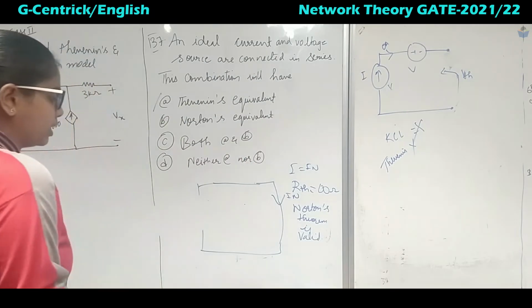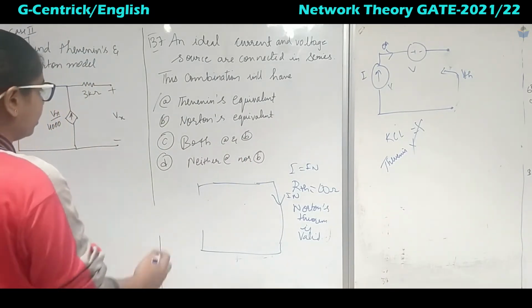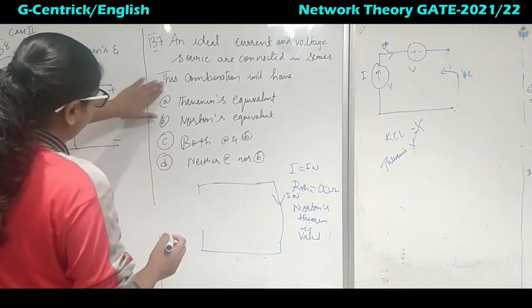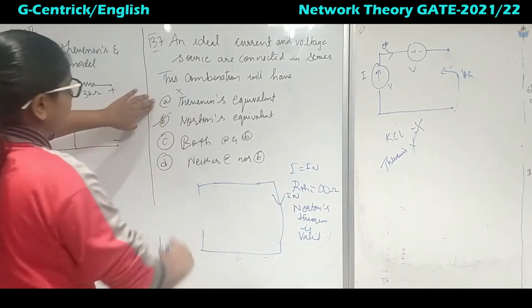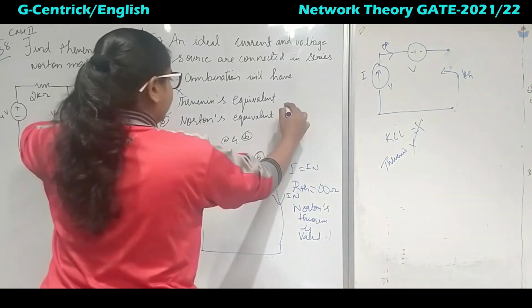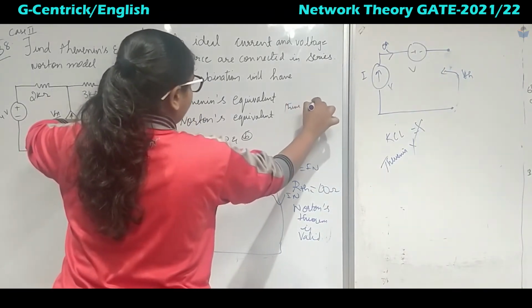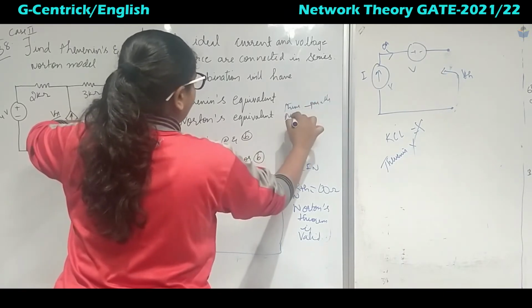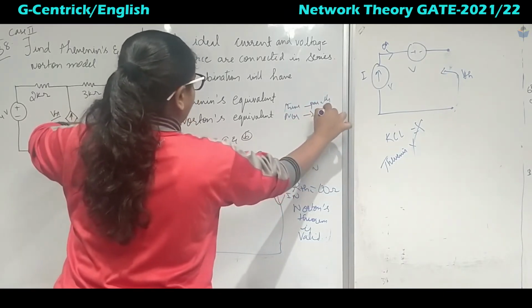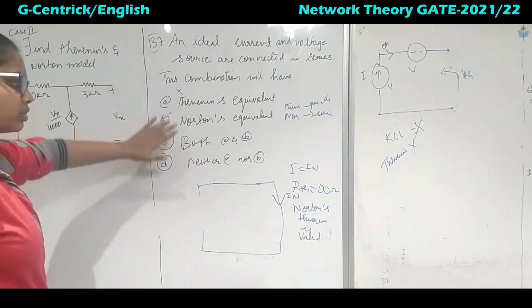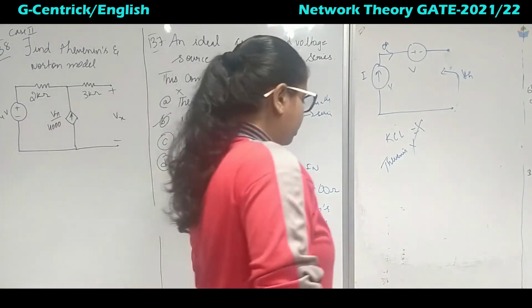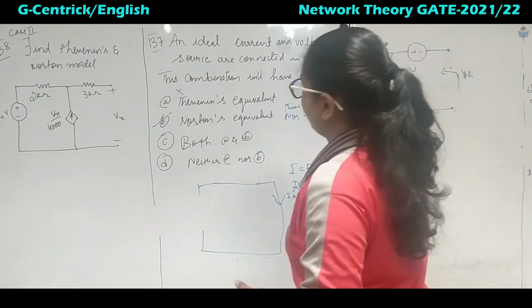Okay, so in this case, when Norton's theorem is valid, what will apply? Thevenin's fails, but Norton works. So in Thevenin, parallel works. In Norton, series combination of ideal sources will work. So that is a conclusion you can make. Coming to the next question.